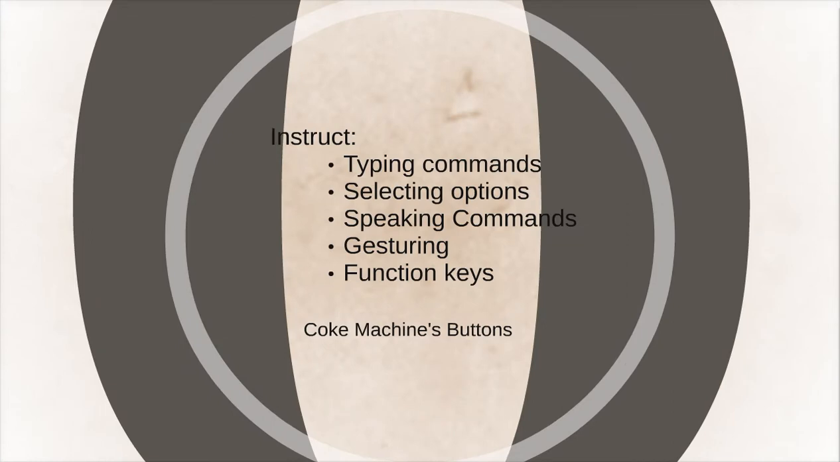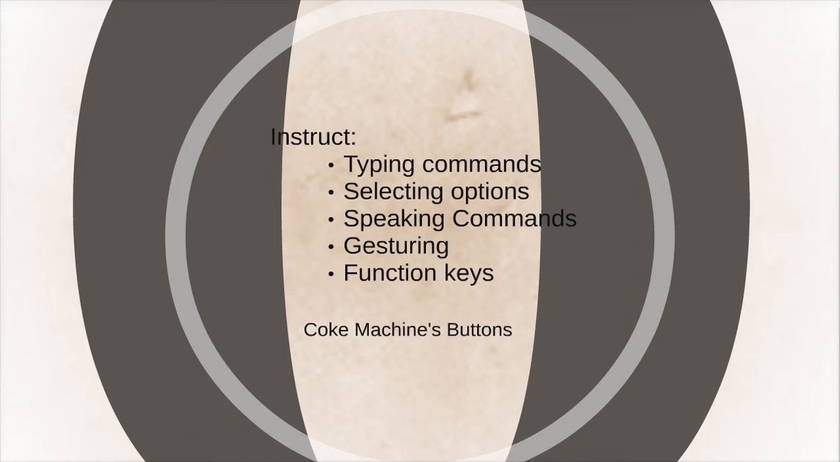So instructing is typing commands, using those keys, selecting options. Today we use speaking commands, Siri. We can use gestures as well a lot of times in the virtual reality world, and quick function keys. Think of something simplistic we've all used for years, the Coke machines. You walk up and you see Diet Coke, Coke, regular Coke, Cherry Coke, all with big buttons. You put your money in, you instruct it by touching the choice that you want on the button, and the machine does what?